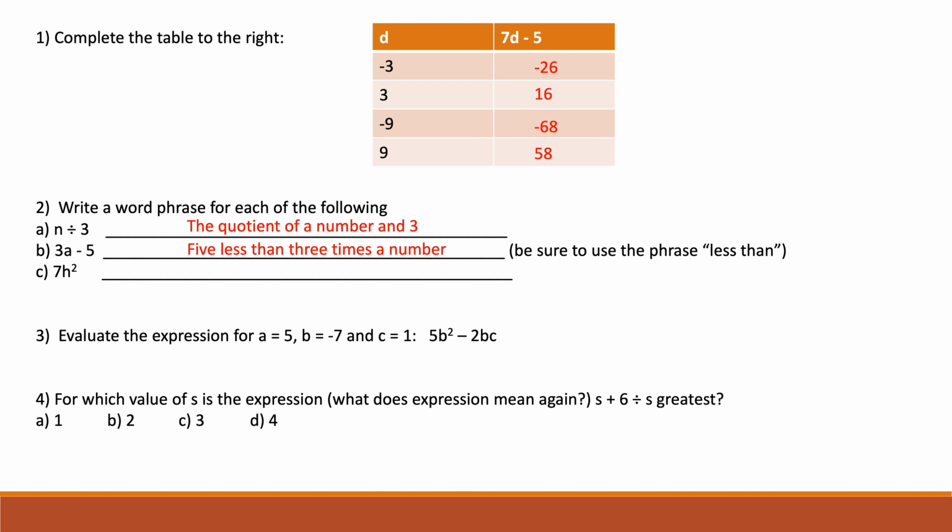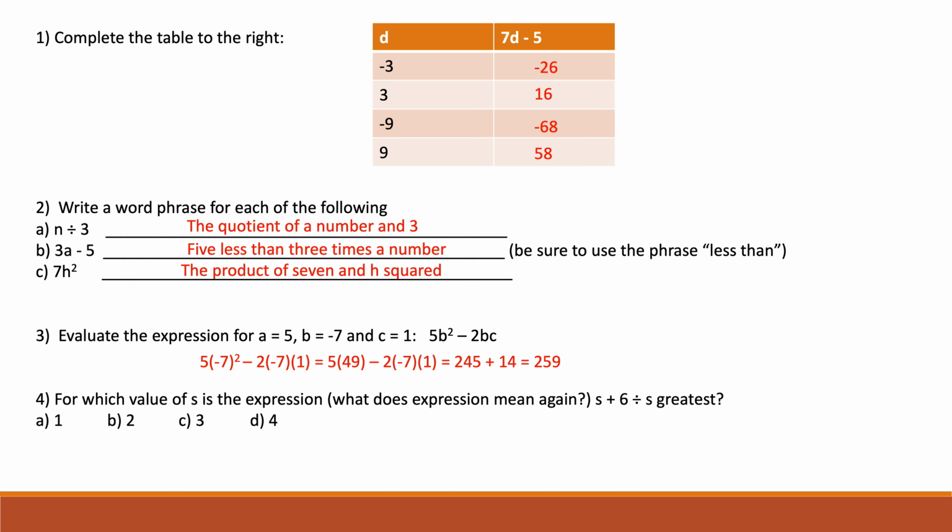The last one is 7 times h squared, or the product of 7 and h squared, etc. Evaluate the expression for a equals 5, b equals -7, and c equals 1: 5b squared minus 2bc. That would be 5 times (-7) squared, notice the parentheses around the -7, minus 2 times (-7). And just for the heck of it, I put parentheses around the 1.